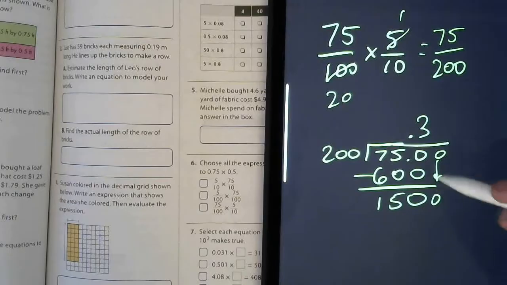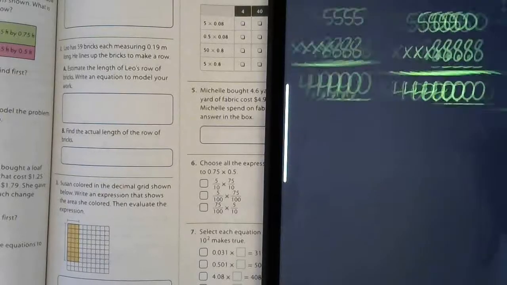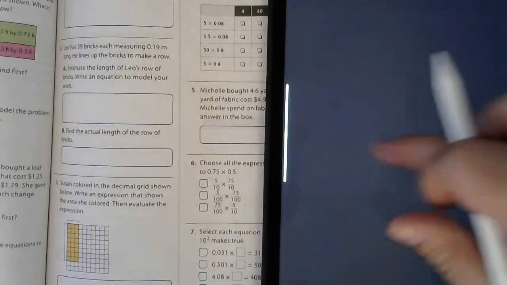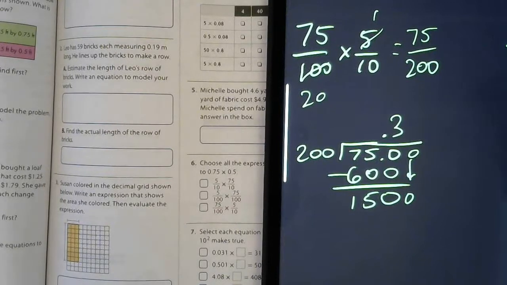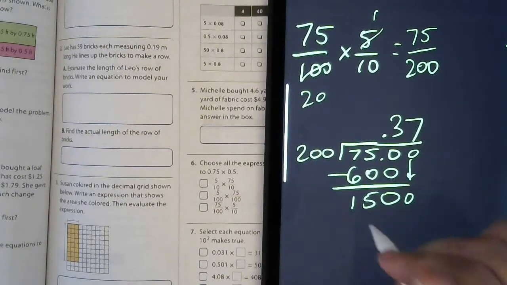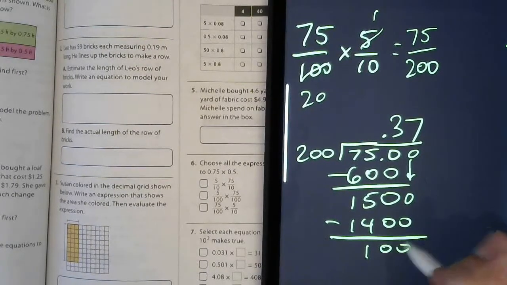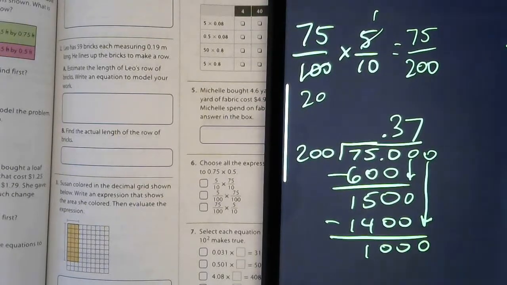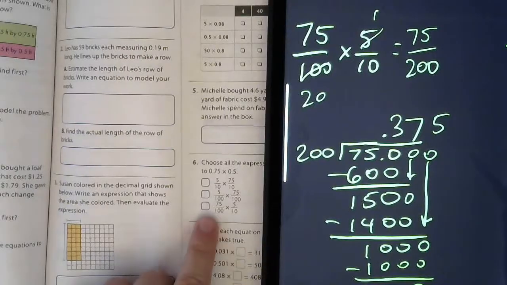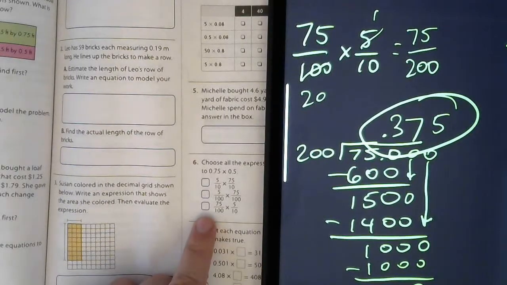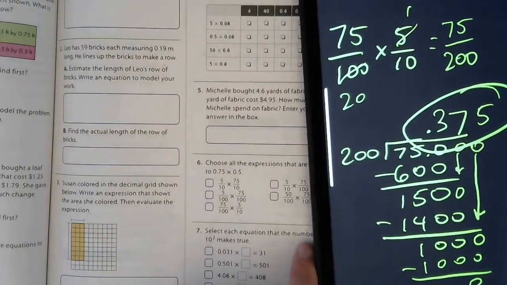Add a 0, bring it down. 200 goes into 1,500. That'd be 7 times. 7 times 200 is 1,400. We'll subtract. We end up with 100. Add a 0 and bring it down. 200 goes into 1,000 5 times, which is 1,000. We get a remainder of 0. So this one would be correct because we get 375 thousandths.